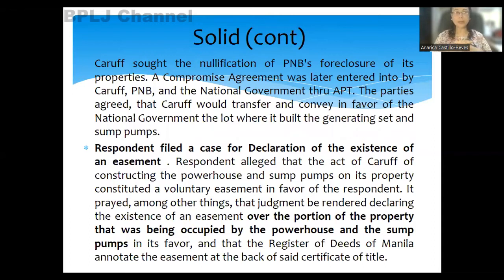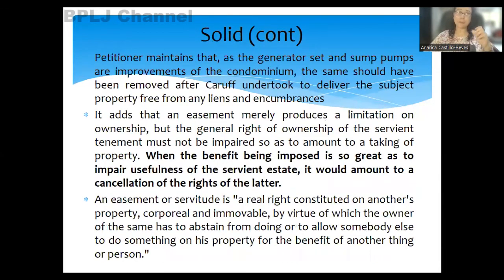Okay, now respondent filed a case for a declaration of the existence of an easement over the portion of the property that was being occupied by the powerhouse and the sump pumps. So out of the 3 lots, there was a lot in which the generating set as well as the sump pumps were constructed. Now, the Karuk sought the declaration of an easement over the said portion occupied by the generating set and the sump pumps.